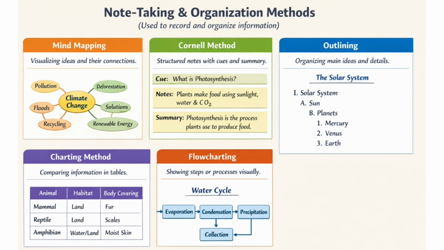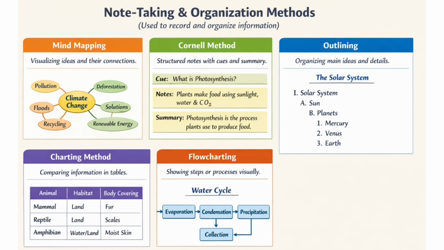Second is the Cornell method, which shows a divided page. On the left is a Q column with a question like, "What is photosynthesis?" On the right is the notes section, explaining that plants make food using sunlight, water, and carbon dioxide. At the bottom, there is a summary section that briefly explains the topic.